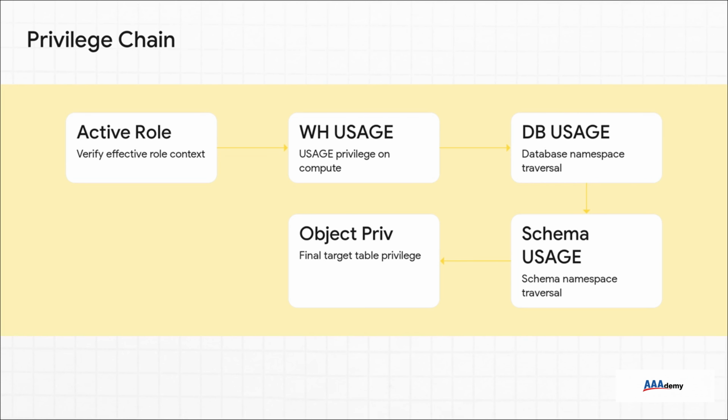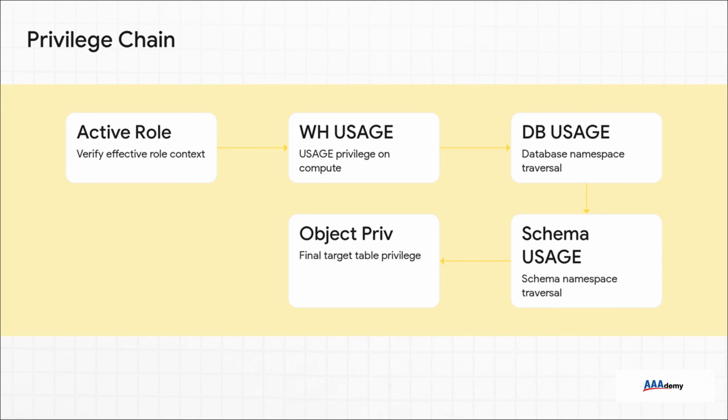See, Snowflake evaluates an exact sequence when you run a query. First, do you have an active role securely established in your session? Second, does that specific active role have usage privileges on the active warehouse to provide the compute power? Third, do you have usage on the database container? Fourth, do you have usage on the specific schema within that database? And only then, fifth, do you finally have the specific object privilege, like a select grant, on the table itself?